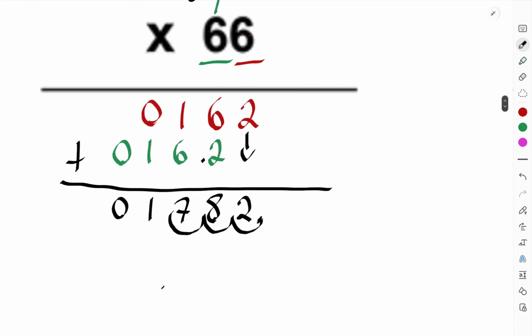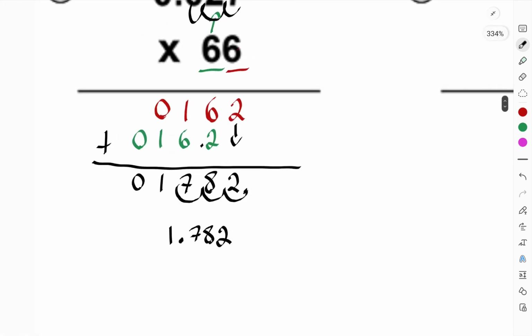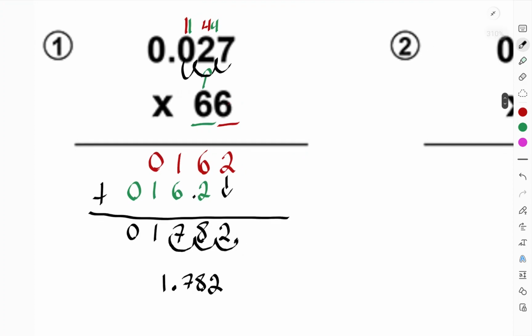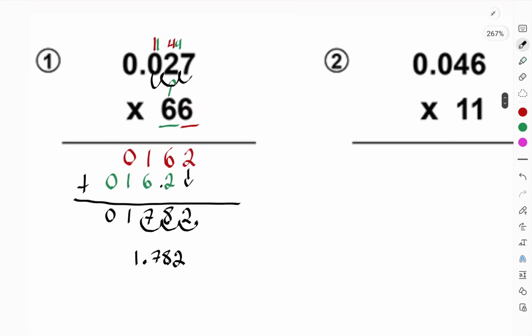So my actual answer for this problem is 1.782. And that is it. That is how you're going to be multiplying decimals.